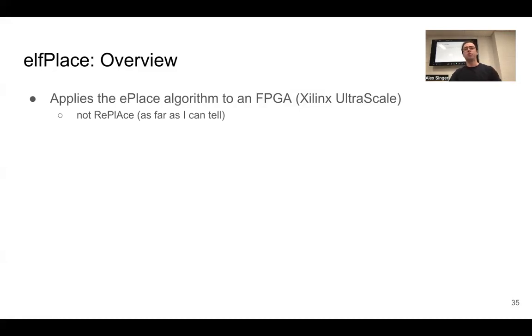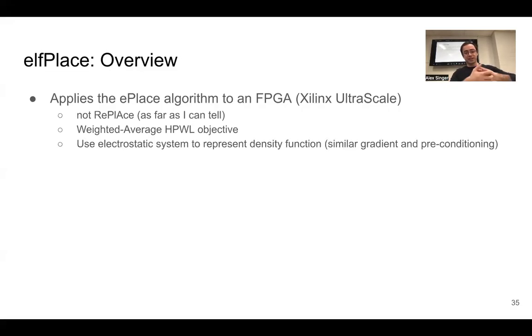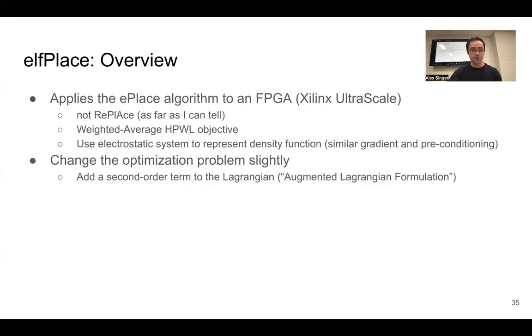They've removed that local density term that I talked about last week. And they use the weighted average HPWL objective, the same approximation from last week. They're not using the log-sum-exp. And they use an electrostatic system to represent the density function, similar to gradient and preconditioning, but they change the optimization problem slightly to handle this heterogeneity issue. They add a second order term to the Lagrangian. They call this the augmented Lagrangian formulation. I'll explain that in a second.